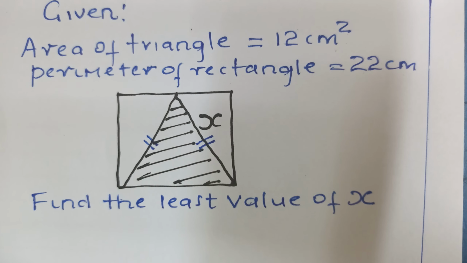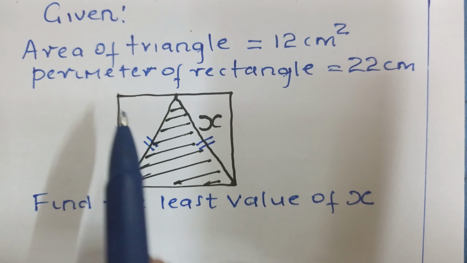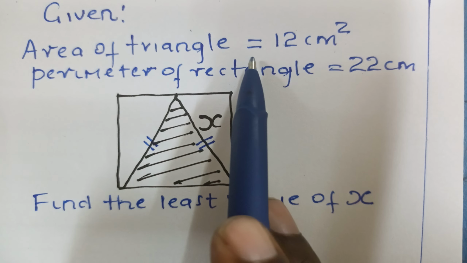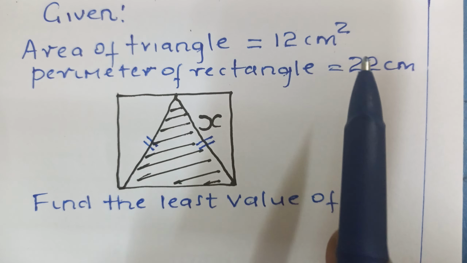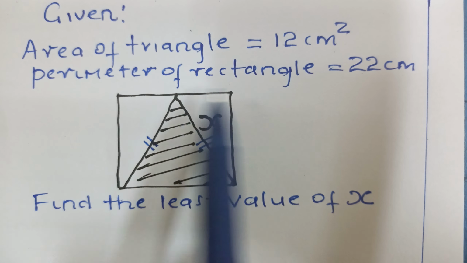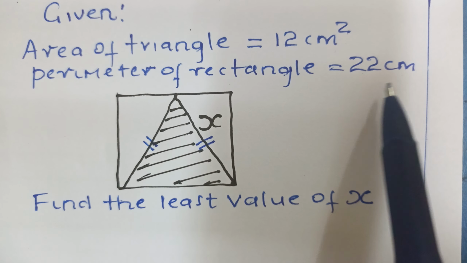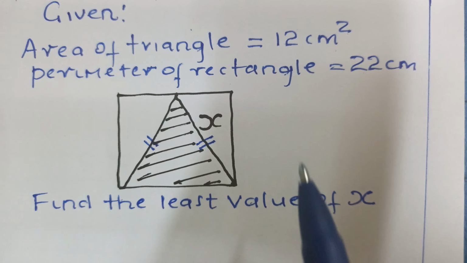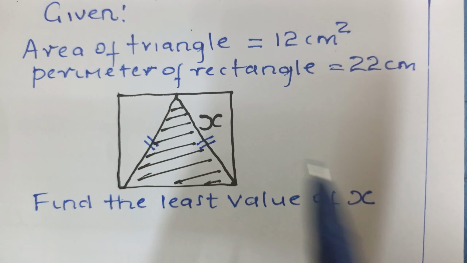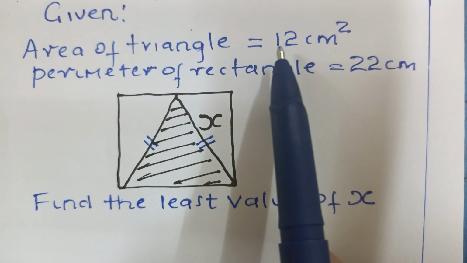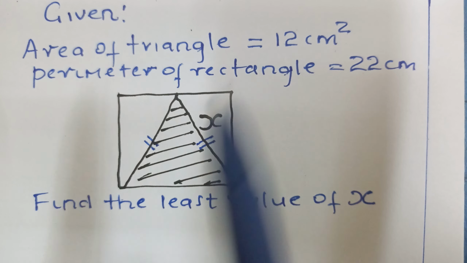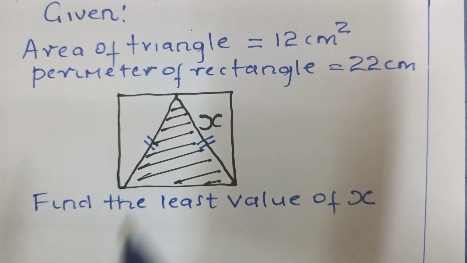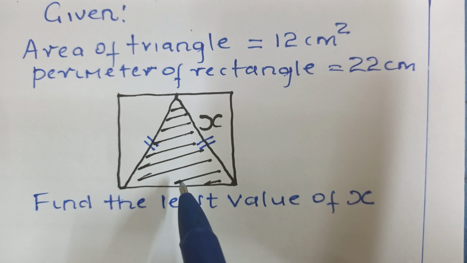And the question states, given area of triangle is equal to 12 centimeters squared, perimeter of rectangle is 22 centimeters. Find the least value of x. And so guys, we have a question to answer. We are given that the area of the triangle is 12.